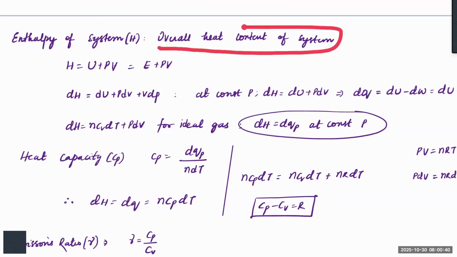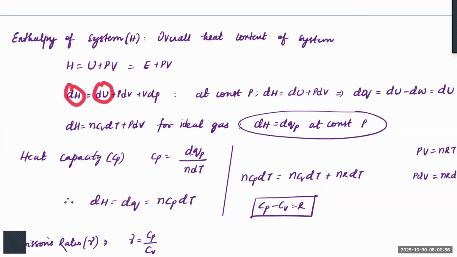Enthalpy of a system refers to the overall heat content of the system, which means H is equal to U plus PV. U I can also write as E, which is internal energy, plus PV. If I differentiate that, I get dH is equal to dU plus PdV plus VdP. And at constant pressure, this value will become 0, so dH is equal to dU plus PdV.